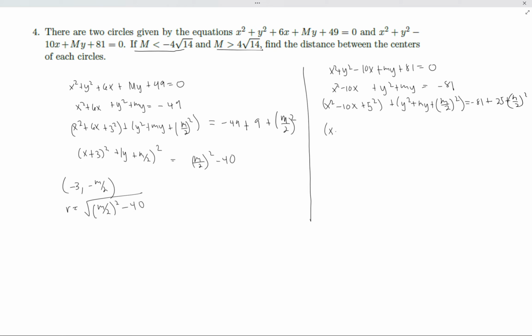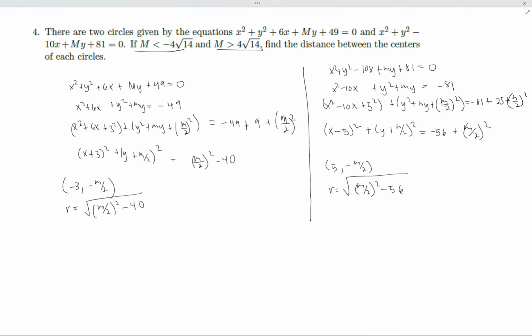This will become (x minus 5) squared, and then I'll have here (y plus m over 2) squared. That is equal to negative 81 plus 25, that is negative 56, plus (m over 2) squared. So now we know that the center of this one is located at positive 5, negative m over 2, and its radius is equal to the square root of (m over 2) squared minus 56.